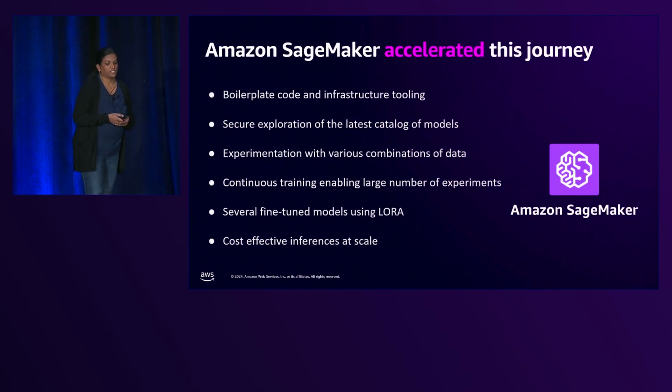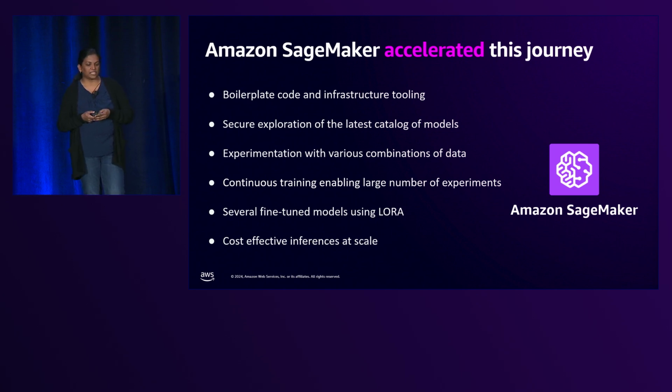And this is where SageMaker really accelerated our journey. We leaned in heavily on the boilerplate code and infrastructure tooling provided by SageMaker. This accelerated our initial model evaluation. Once the team built the data pipeline, they were able to run experiments quickly to choose the base model to fine-tune. SageMaker also provides a sandbox environment for us to securely explore from the large number of latest models. This is important to us to meet our responsible AI and data governance standards handling customer data.